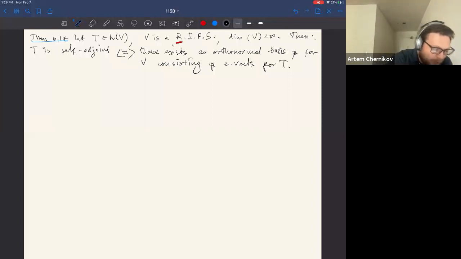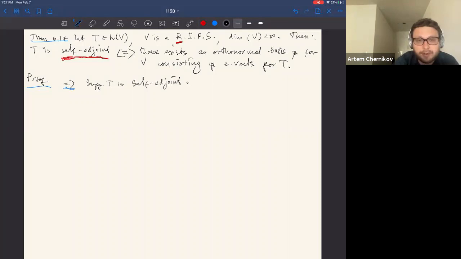Remember, for complex numbers, instead of self-adjoint, we just had normal here, but now we have the stronger requirement, self-adjoint. So let's prove this. First let's show the implication left to right: self-adjoint implies existence of an eigenbasis like this. So suppose T is self-adjoint.